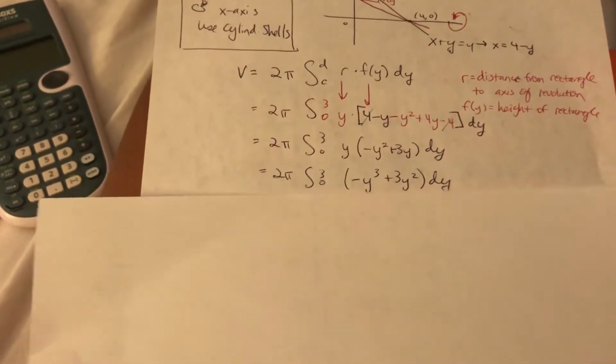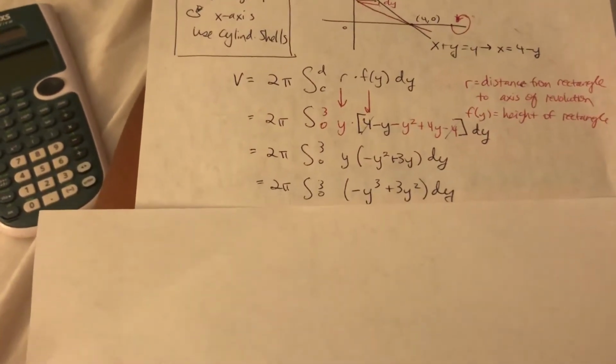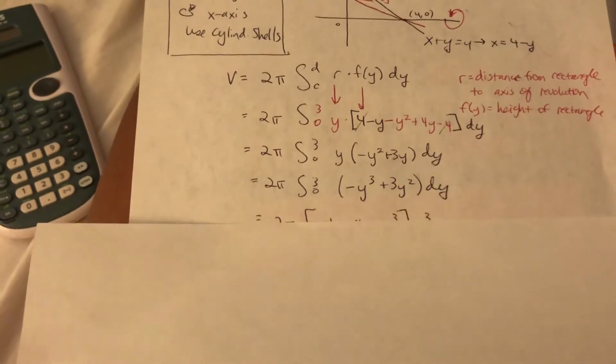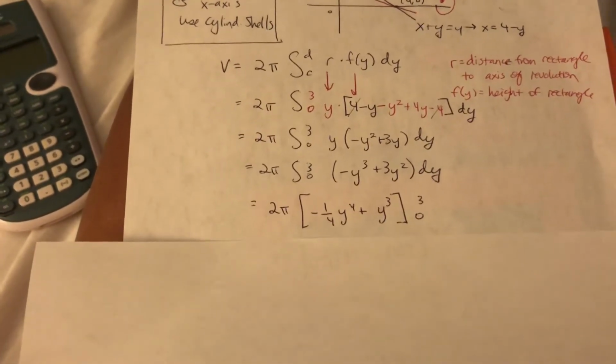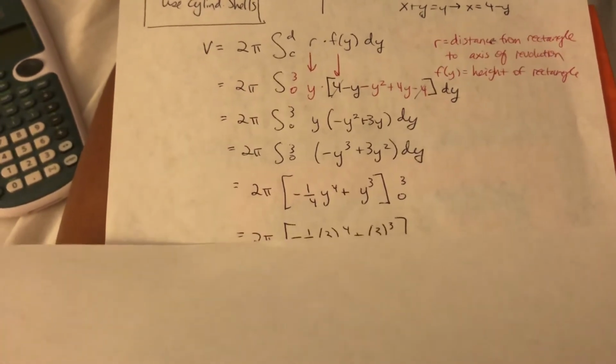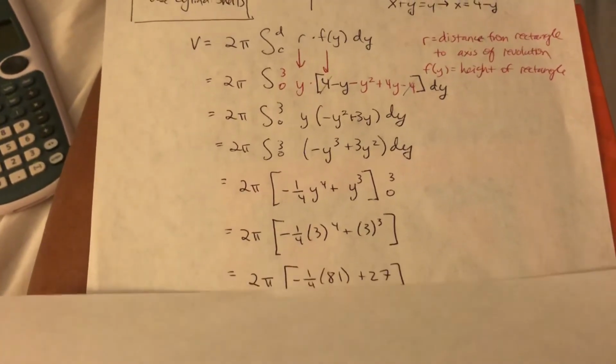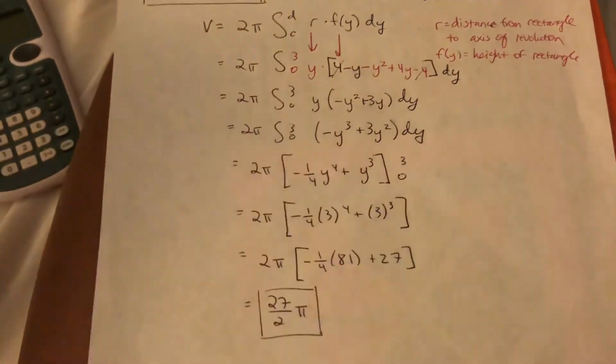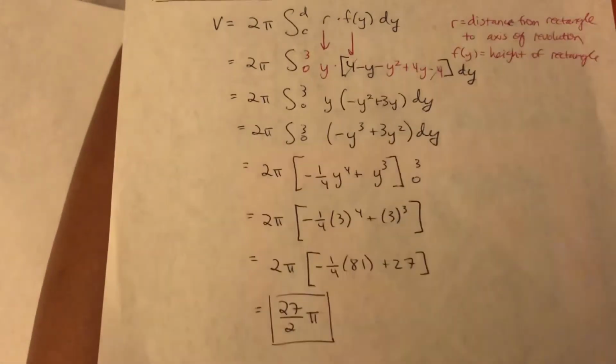So once I get to that point, I use the fundamental theorem of calculus to find the antiderivative and plug in the bounds. So I'll take a picture of this and post it up as well if I'm going too fast on the video. And long story short, you plug it in, you end up getting 27 over 2 pi.